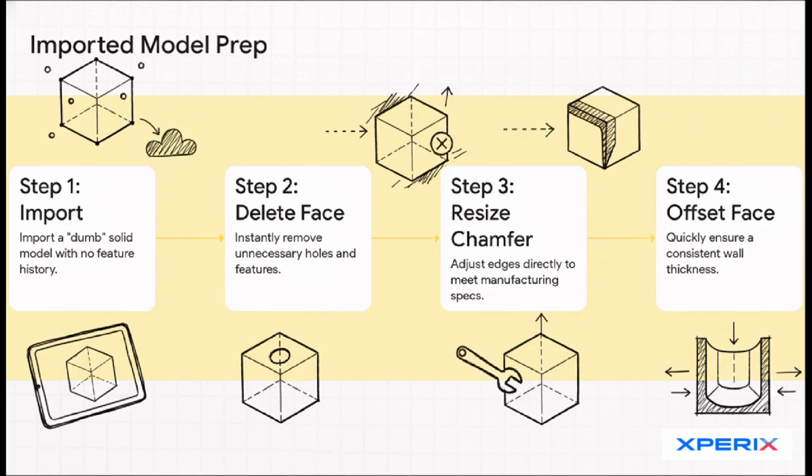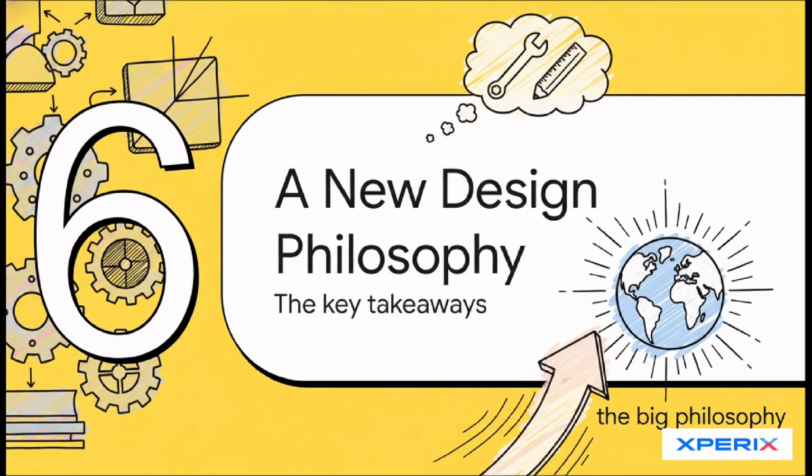You use Delete Face to get rid of features that you don't need for your process. You can directly resize a chamfer to match your manufacturing specs. Then you use Offset Face to make sure you've got a consistent wall thickness. Every single one of those steps is direct, it's intuitive, and it saves you a ton of time. And in the business world, that translates directly to faster projects and lower costs. It's a huge win.